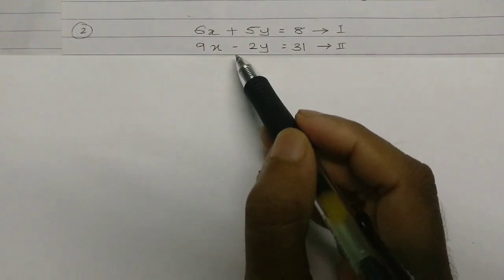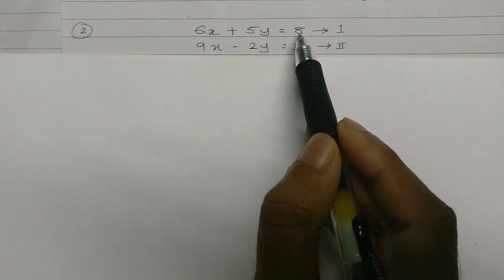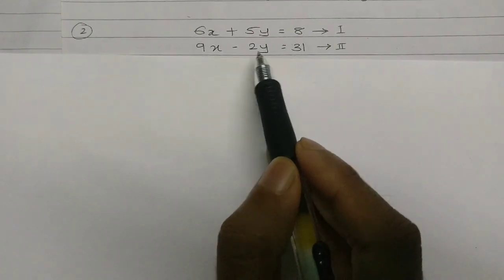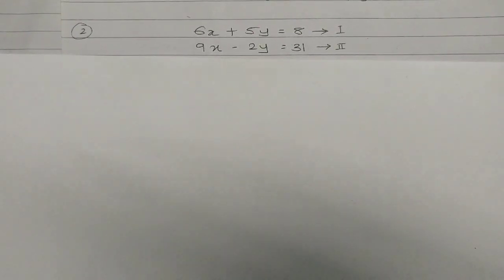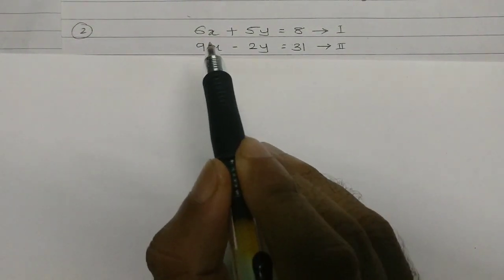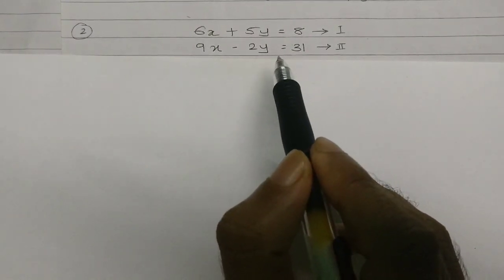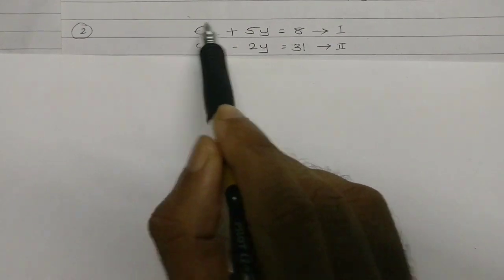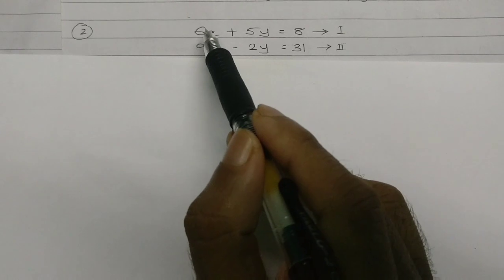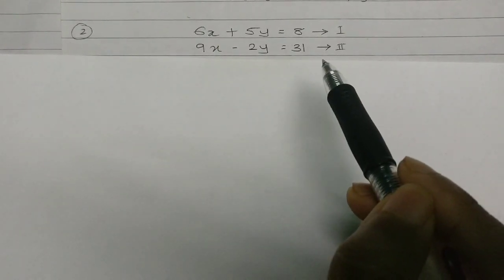Here I have two equations: 6x plus 5y is equal to 8 and 9x minus 2y is equal to 31. Now, in an earlier problem I told you that I need to look out for that variable which has coefficient as 1. But sadly, in these two equations, there's no place where my coefficient of any variable is 1. Does it mean I can't solve this problem?